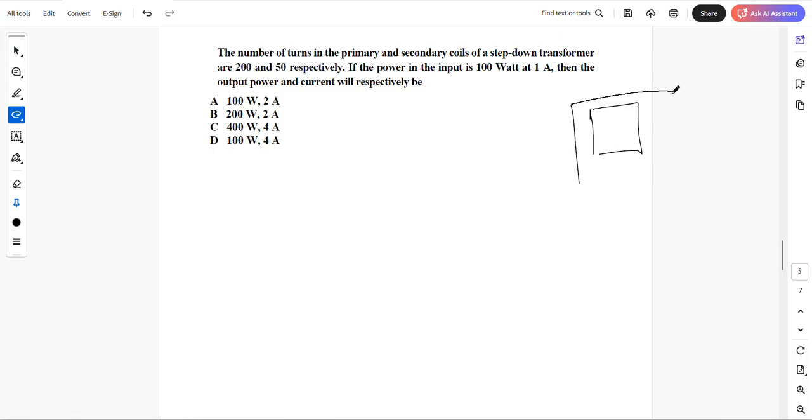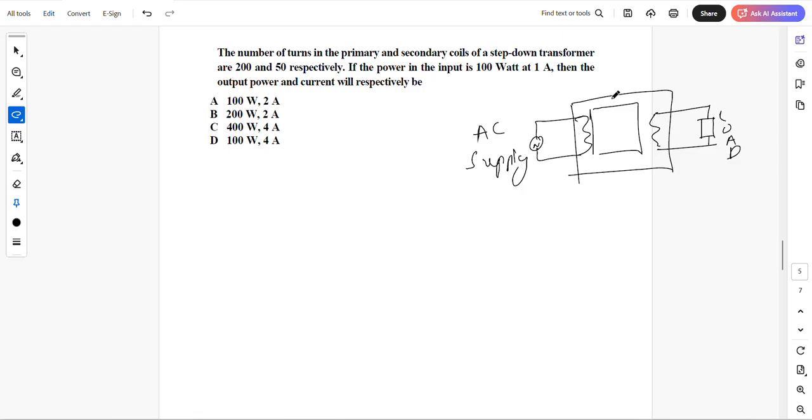If this is the transformer, this is the supply, and this load is connected to the secondary winding of the transformer, and here AC supply is connected to the primary of the transformer. This is called the core of the transformer. This is called primary winding. This is called what? Secondary winding. Understood?